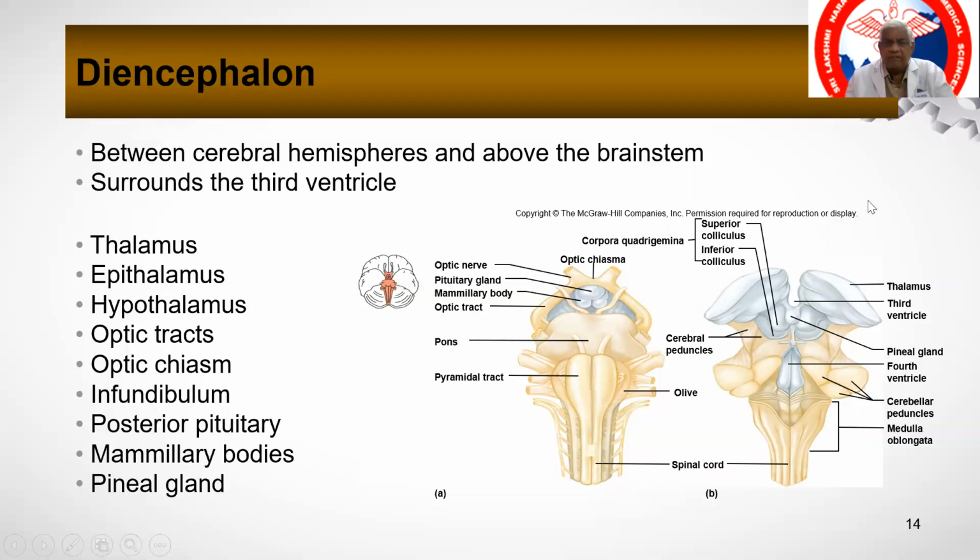The third ventricle is situated here. The pineal gland. Here lies the fourth ventricle, cerebellar peduncles, medulla oblongata, and finally the spinal cord.